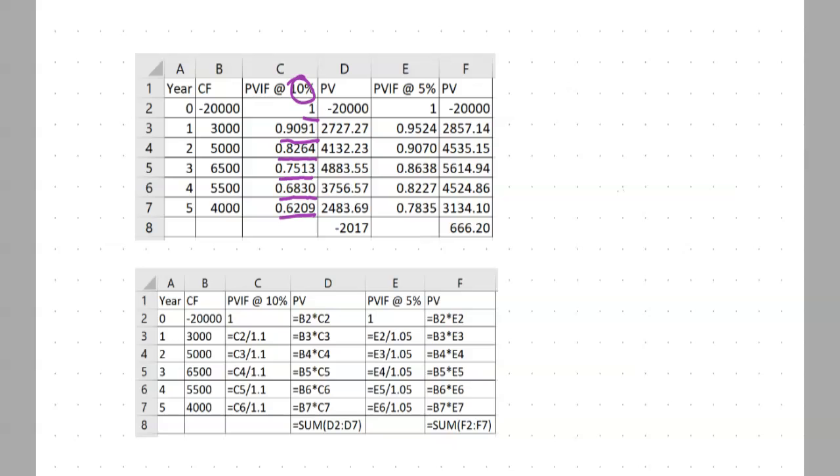For year 0, it is 1. For year 1, you divide 1 by 1.1, that is, 1 plus the interest rate.